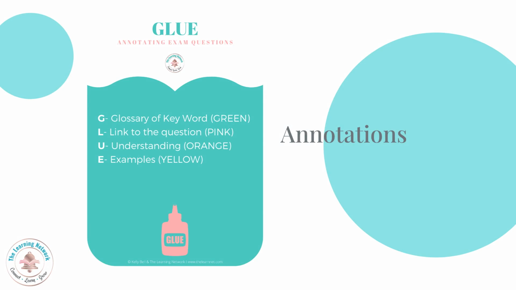Let me share with you a way that I get my students to annotate their responses and a way that I've done it over the years. So the GLUE acronym is all about the aspects that are going to make the student's response stick. All the parts together are going to make it a really good response. So the G stands for the glossary of keyword. So this is going to be annotated in green. Where the student has linked back to the question, it's going to be in pink. Knowledge and understanding throughout the response will be highlighted in orange, and any examples are going to be highlighted in yellow.